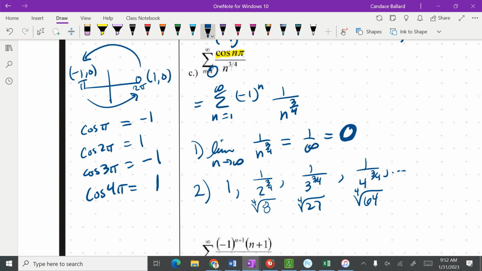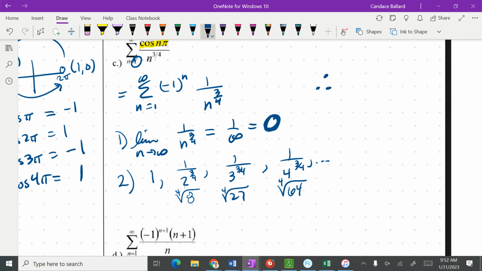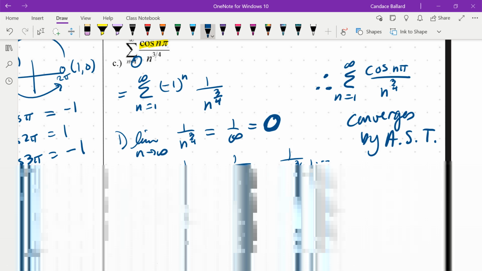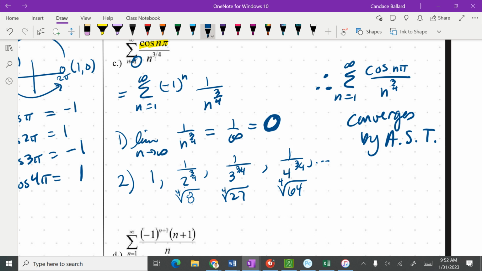So do we converge or inconclusive? It definitely converges. Okay. So we would want to say something like therefore, and whenever you're writing this out, you want to go back to what the original series was, even though we manipulated it a little bit. Cosine of n pi over n to the 3/4 power converges by the alternating series test. Now, they have said that AST is okay. I would still write it out if I was writing an explanation. I would write out alternating. It's not worth the communication error to the grader.